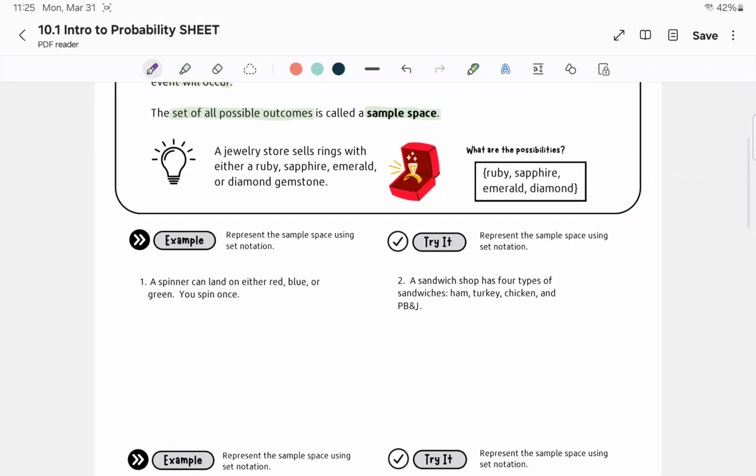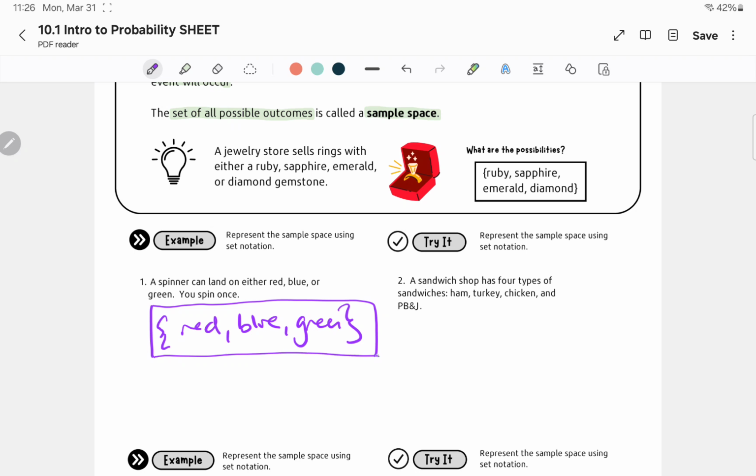For number one, it says a spinner can land on either red, blue, or green. You spin once. So what are the possibilities from spinning the spinner one time? Well, you can land on red, you can land on blue, or you can land on green, and that's it. Set notation means we draw brackets around it, separating the items with commas, but that's our answer for number one. Go ahead and pause the video and try number two on your own.